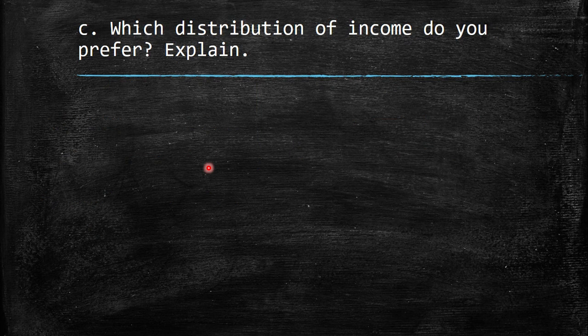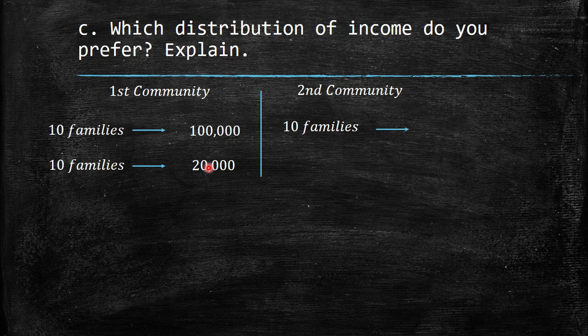Which distribution of income do you prefer? Explain. Obviously, this is subtle, but I would say that I prefer the second community, because in total we are talking about more than $2 million here, while here we have just a little bit more than $1 million. So I can make some redistribution where I can provide this money to them without intervening too much in the economy.